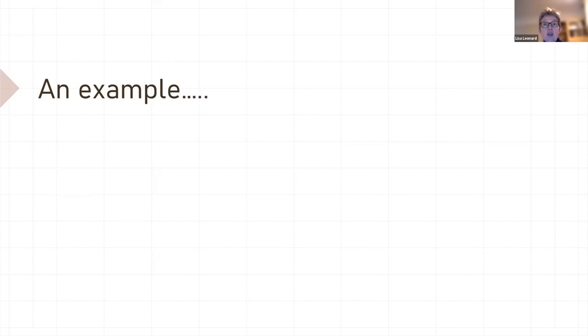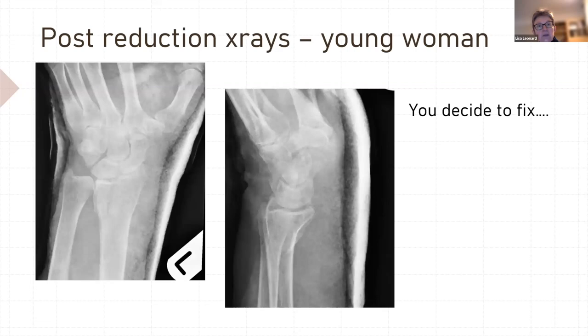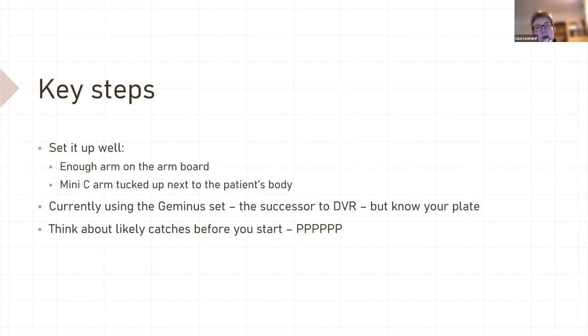So I'm going to walk you through a fairly simple example, just to give you an idea of what I do when I'm actually doing the operation. So here's an X-ray, young woman, she's got an intra-articular step, you decide she's going to need an operation. So when you're in theatre, set things up well, make sure you've got enough arm on the arm board, you don't want to be squeezed into a corner, without enough access. I usually tick them. We've got a little mini C-arm, which is invaluable with these cases. So get it all wrapped up and I tuck it up and bring it in next to the patient's head so it's just ready to pop across for all my X-rays.